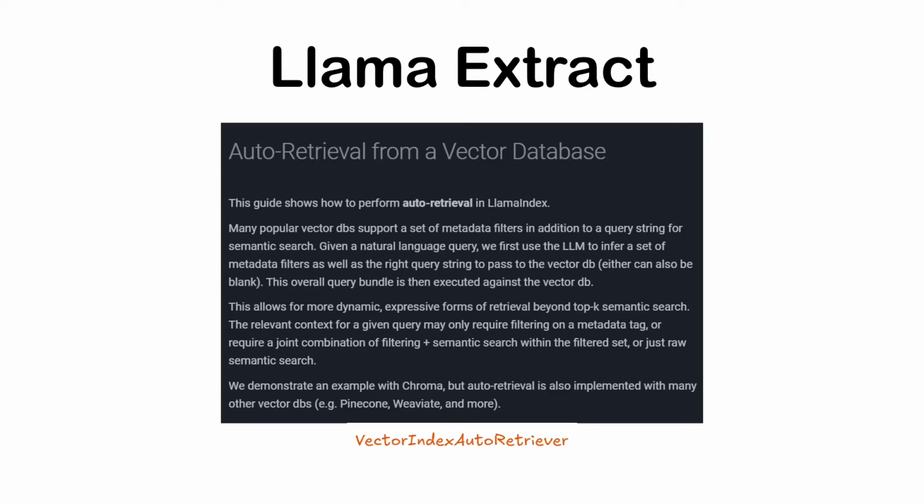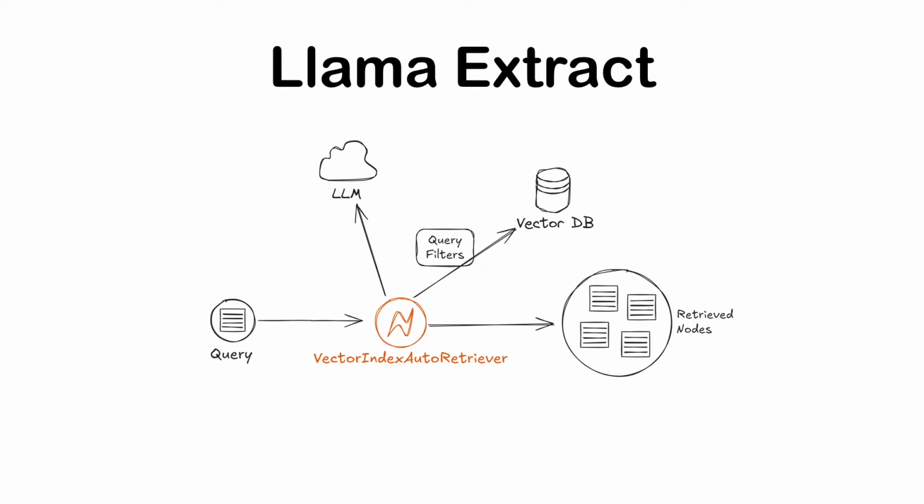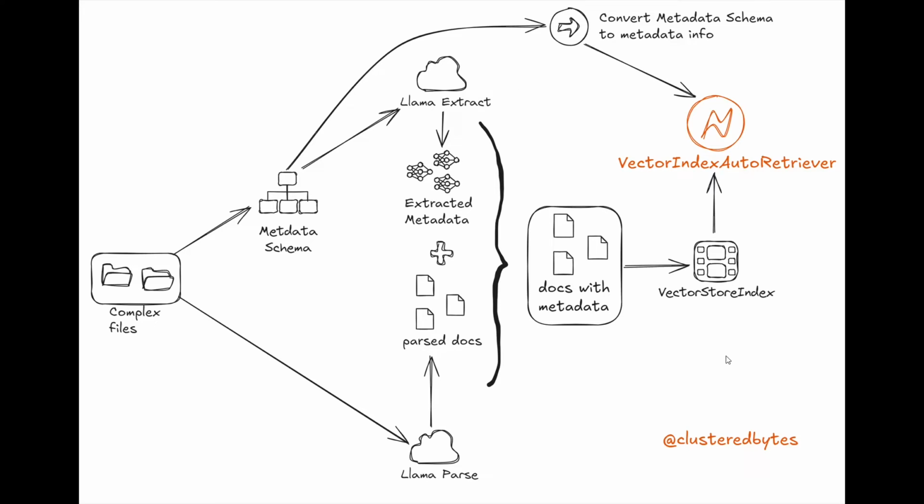LlamaIndex already has a vector index auto-retriever that uses the LLM to automatically create metadata filters based on the user query. And now that we have LlamaExtract, we can take it a step further and automate the entire process of extracting the metadata from the documents and also generate and apply those metadata filters based on the user query.